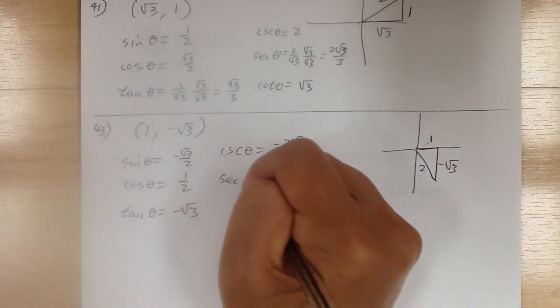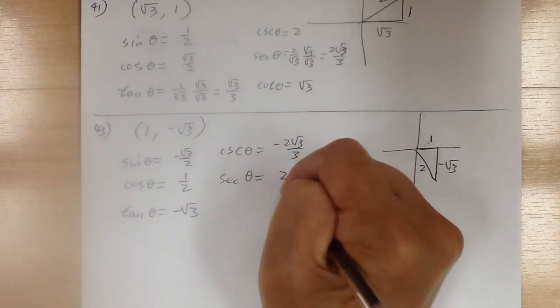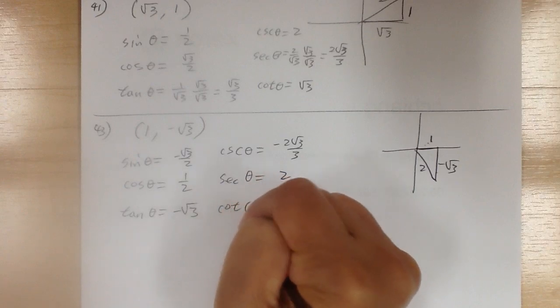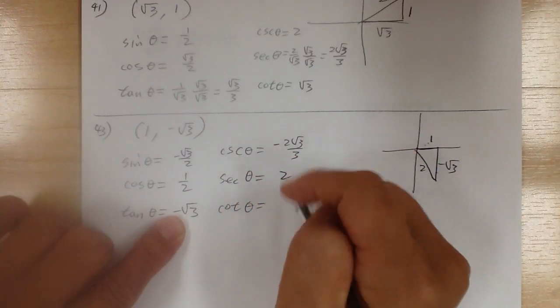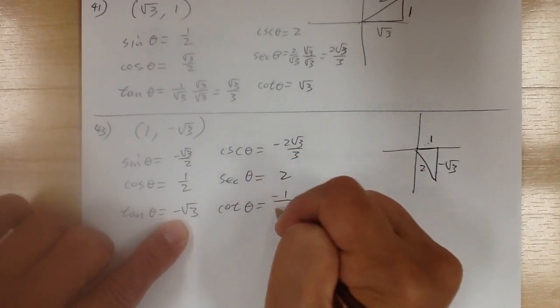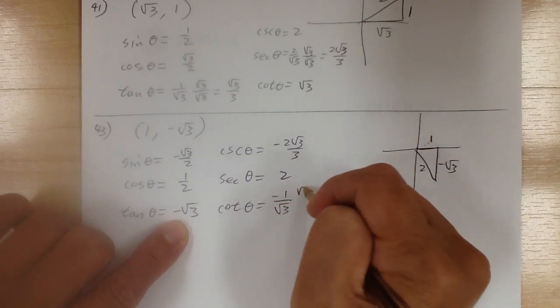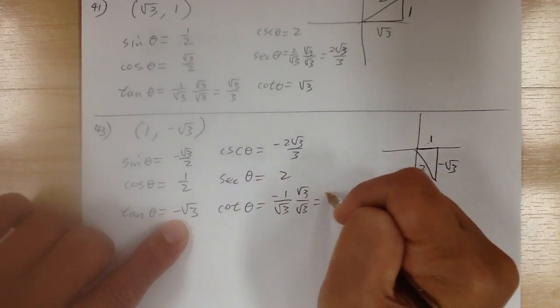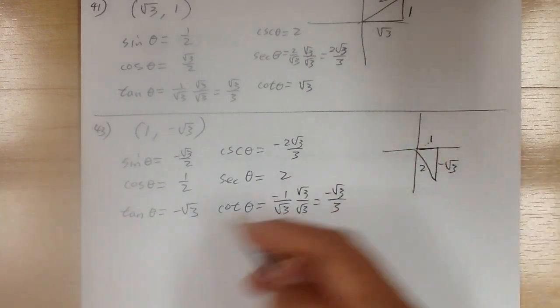And secant, flip that over, you get 2. And cotangent theta, you flip this over, you get 1 over negative square root of 3 and multiply by square root of 3. So you get negative square root of 3 over 3. Okay.